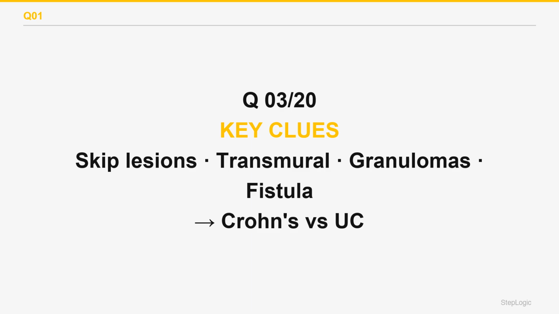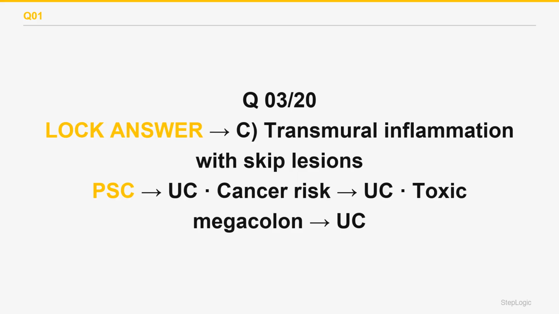PSC, choice B, is actually more strongly associated with UC, not Crohn's. Colorectal cancer, choice E, higher in UC. Toxic megacolon, choice D, higher in UC. The trap here is PSC, many students associate it with Crohn's. It is predominantly associated with UC. About 70% of PSC patients have UC. Crohn's is associated with gallstones due to terminal ileum involvement impairing bile acid reabsorption, a different biliary complication.